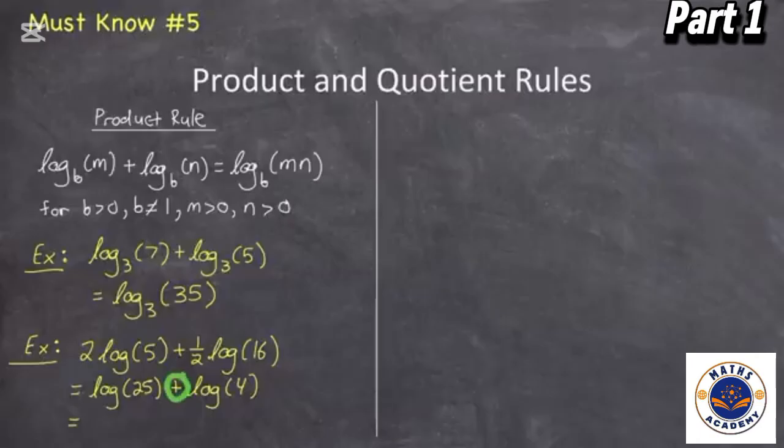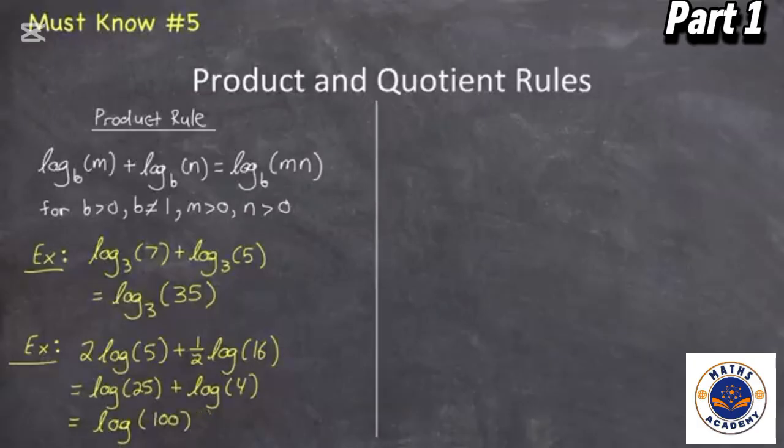Because they're logs being added that have the same base, right? The base of both of these common logarithms is 10. So I could combine them as a single log by keeping that base of 10 and multiplying the arguments. 25 times 4. And 25 times 4 is 100.